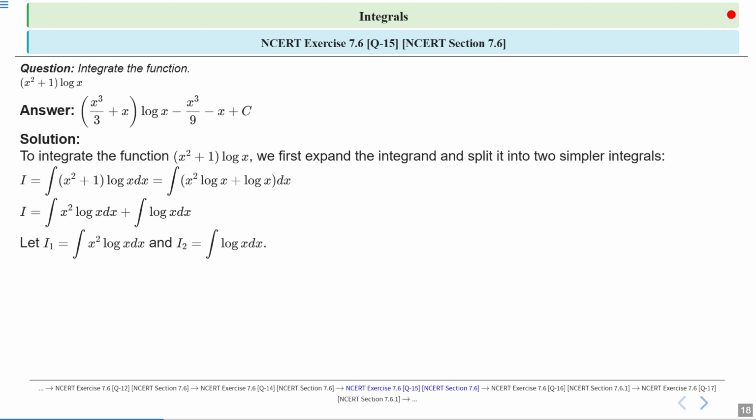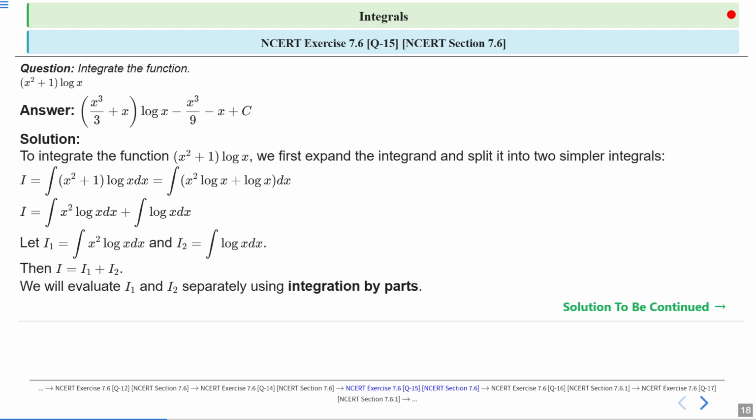So let's consider the first term as I1 and the second term as I2. Then the original solution becomes I is equal to I1 plus I2. So we have to find the value of I1 and I2. So let's evaluate I1 and I2 by using integration by parts.